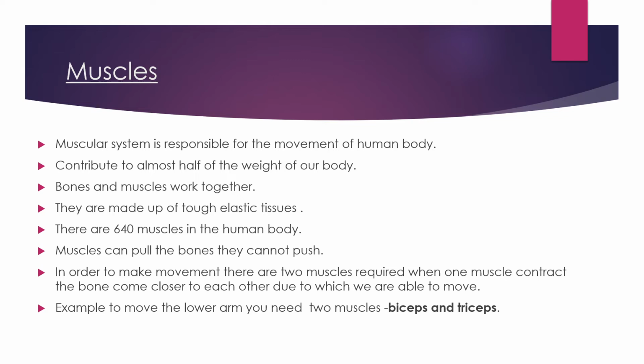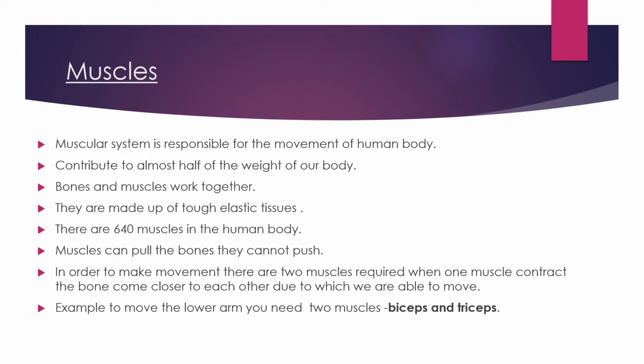Next topic is our muscles. Now, muscles contribute to almost half of the body weight. The bones and muscles work together and carry out the function of movement. They are made up of tough elastic tissues. In our body, there are 640 muscles in total. Muscles can pull the bones, they cannot push.